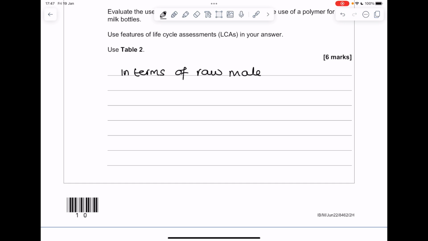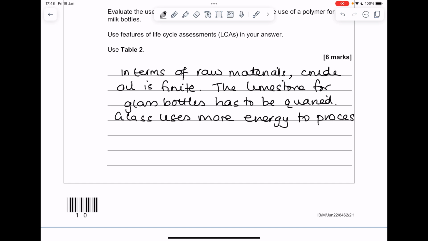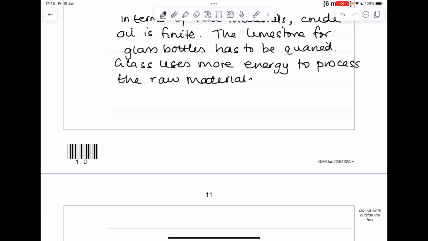In terms of raw materials, crude oil is finite. The limestone for glass bottles has to be quarried. Glass uses, this is all data in the table, to process the raw materials. Moving on to the manufacturing process. In terms of manufacturing, glass uses more energy.